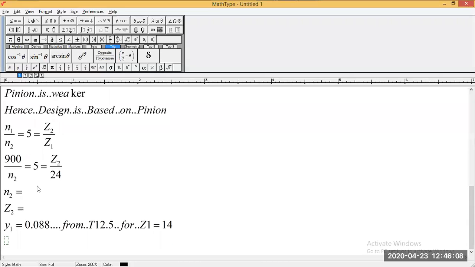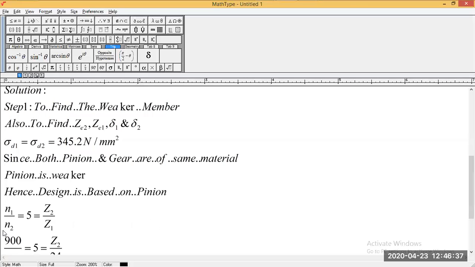Do that. So what is the N2? Everybody found out? It is 900 by 5. Okay, let's say 180 RPM. It's not required actually. And Z2, 24 times 5 is 120. So we have Y1. This will be needed in the future. So let's find ZE2 and ZE1.